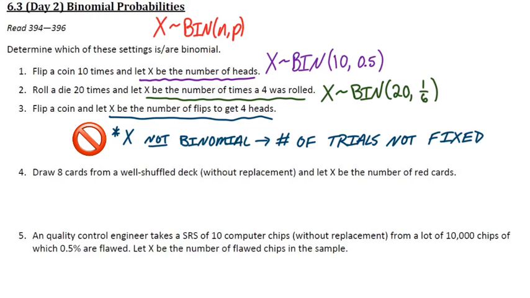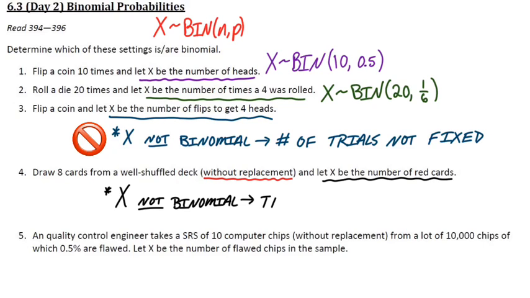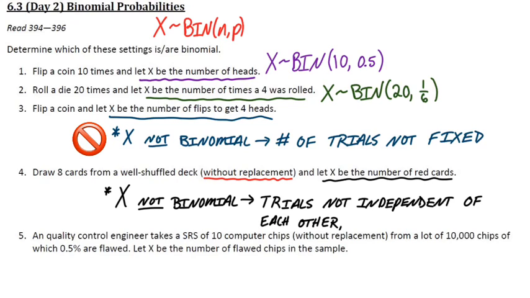Number 4 says draw 8 cards from a well-shuffled deck without replacement and let x be the number of red cards. So a success would be a red card, but this scenario actually is not binomial either. And the reason being is the key word here. If you're drawing those 8 cards without replacement, that means you're changing that probability every time. So the trials are not independent of each other. The probability of success would be different for each draw. So had this said with replacement, then yeah, this would be a binomial scenario. But without replacement, you're taking the cards out, you're changing the deck every time.